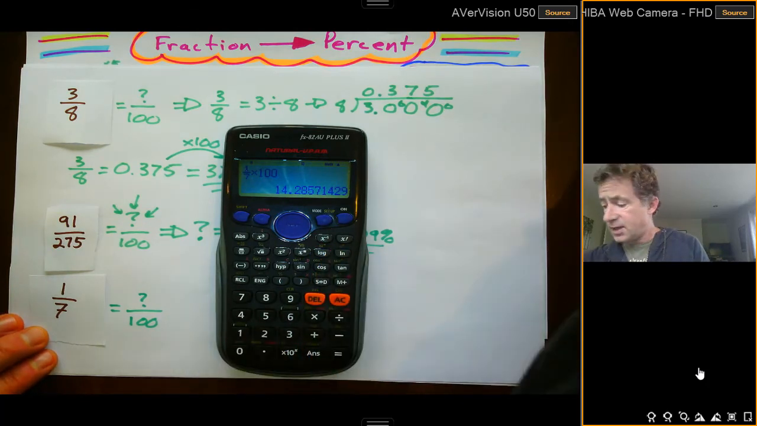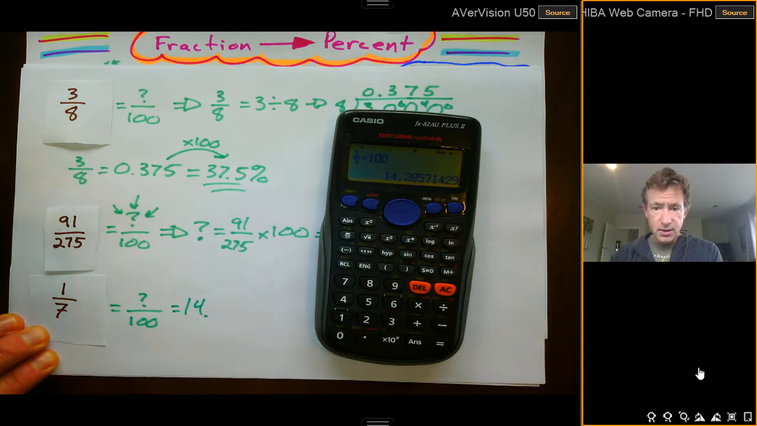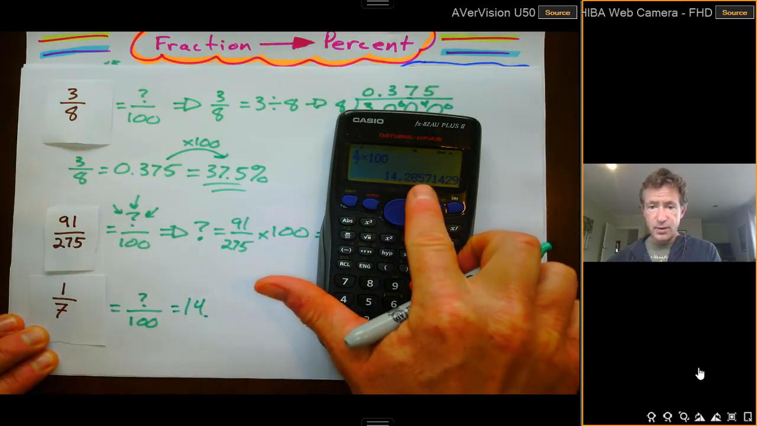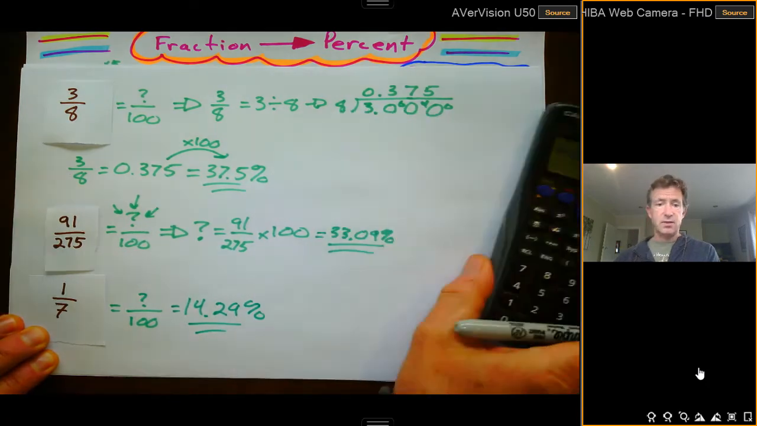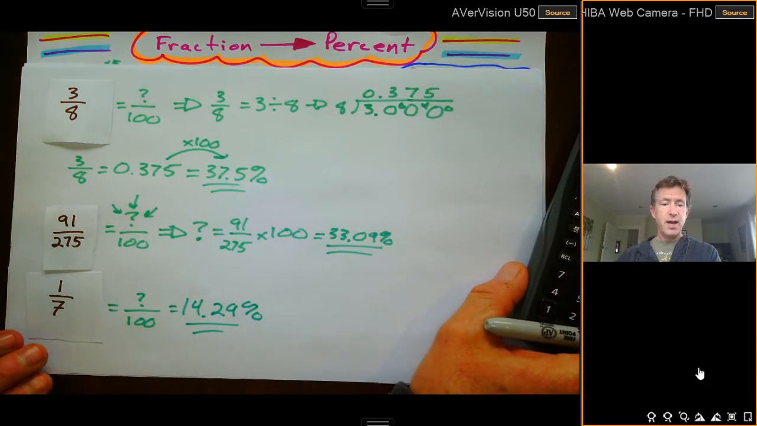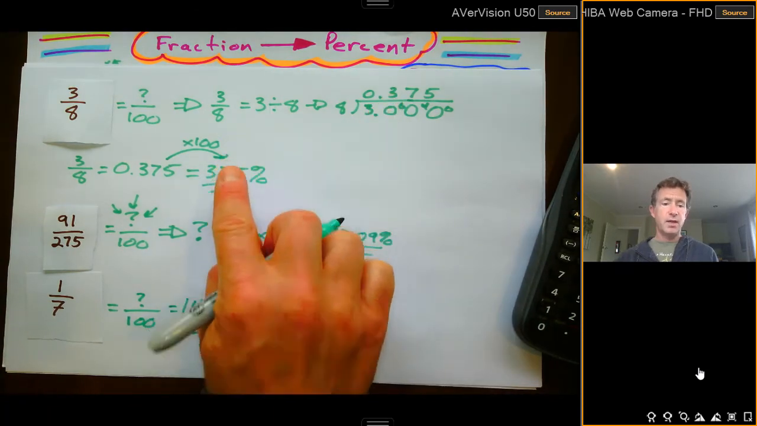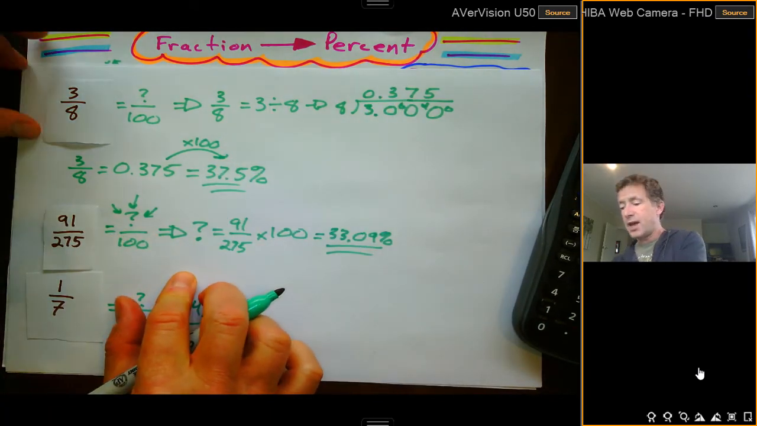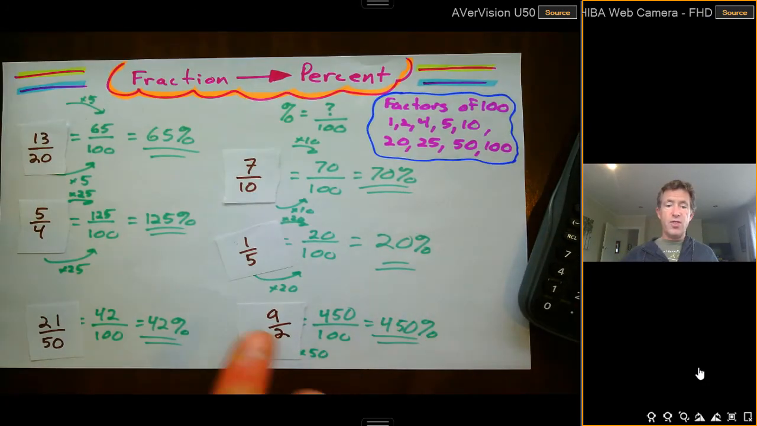1/7 is about 14 point, I'll round that to 0.29%, 0.29% to 2 decimal places. Okay, so that's how we do it. This way, yeah, a bit convoluted, decimal to percent. This way, bang it out on the calculator, no problem. And of course, let's try to do this way without a calculator for sure.